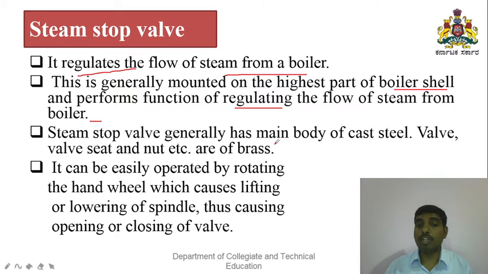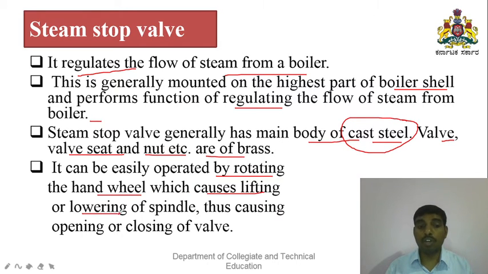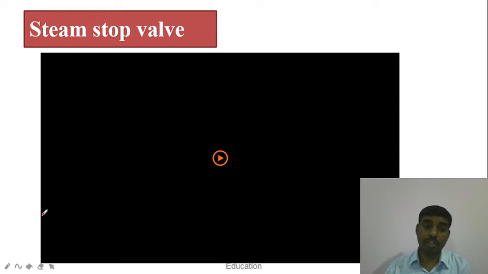The steam stop valve generally has a main body of cast steel, while the valve seat and nut etc. are of brass. It is mainly made of cast steel to withstand high pressure, because it will regulate the flow of steam out of the boiler. It should be strong enough to overcome the pressure, so for that purpose it should be made of cast steel. It can be easily operated by rotating the hand wheel, which causes lifting or lowering of the spindle, thus causing the opening or closing of the valve. Let's see in the further video how the steam stop valve works.